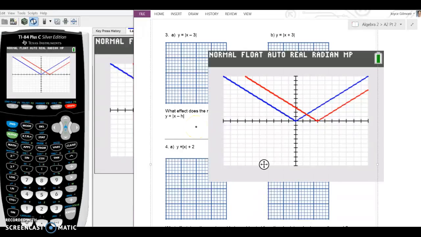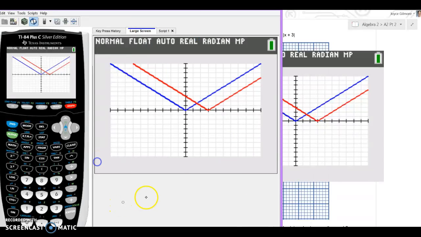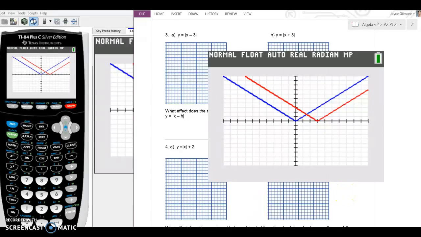Whoa, what just happened? I don't know what just happened. What is going on? My screen's freaking out.